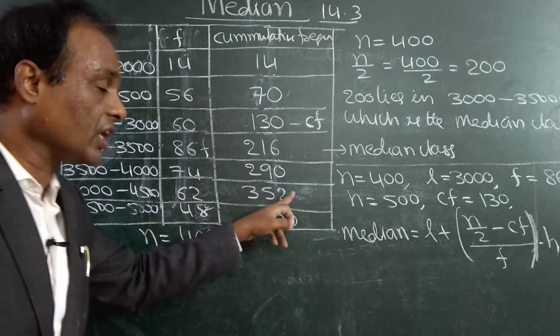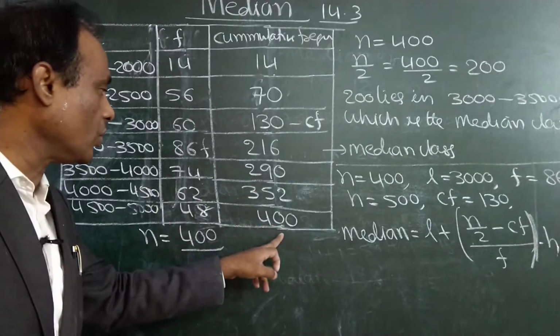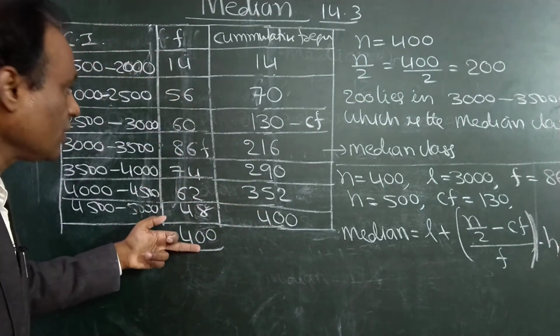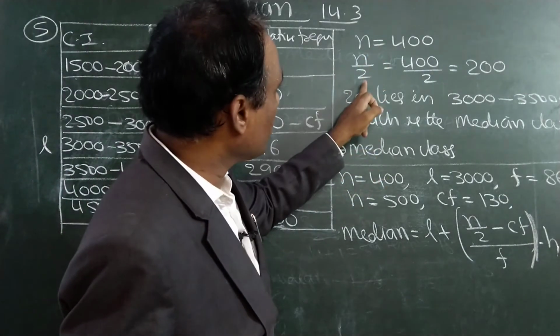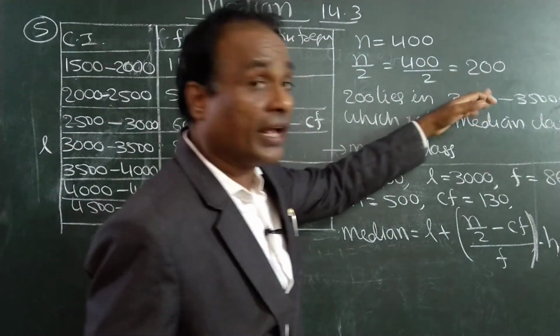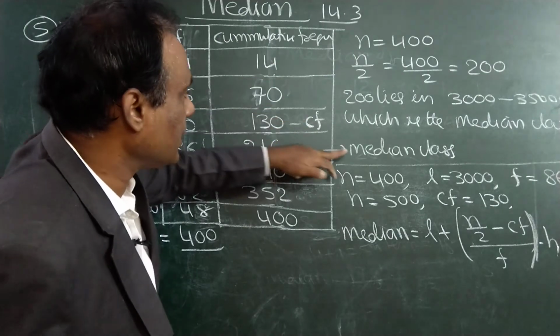290 plus 62 is 352. 352 plus 48 is 400. Add all the frequencies, that is 400. Divided by 2, 400 by 2 is 200. Where the 200 lies, that is the median class.